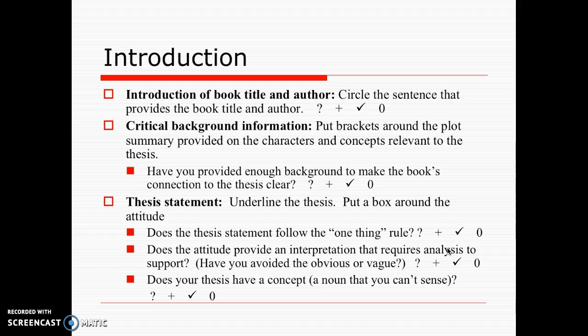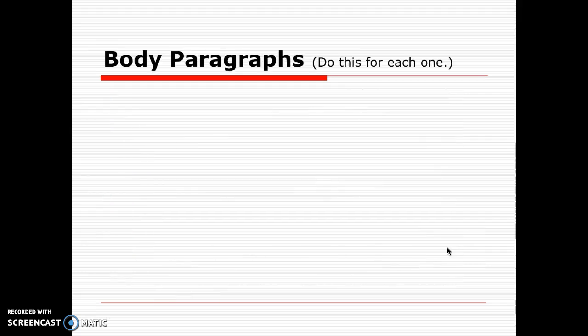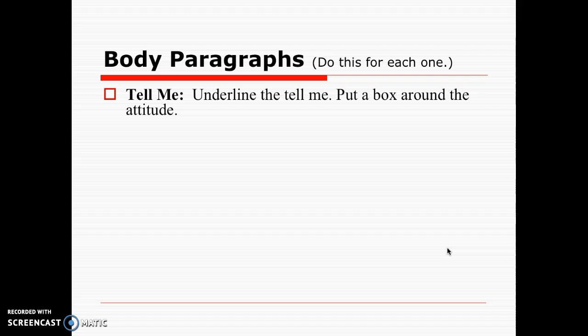Okay? Once you're done with the introduction, you can stop this video, finish it up, and then start it again when you're ready. Okay, body paragraphs. You're going to have to do this for each one. So you may want to rewind this section and do it for however many body paragraphs you and your partner have. So first off, you're going to look for the tell me.